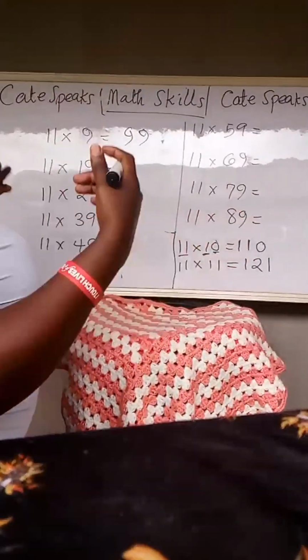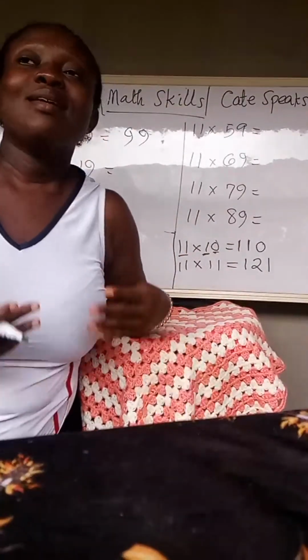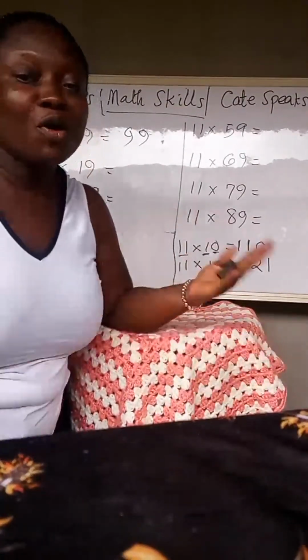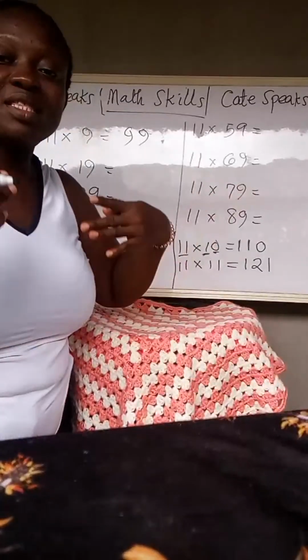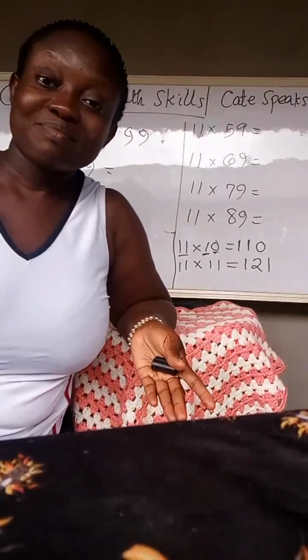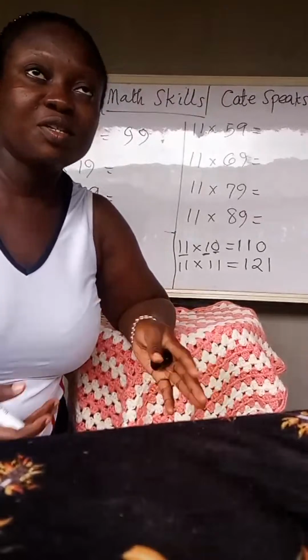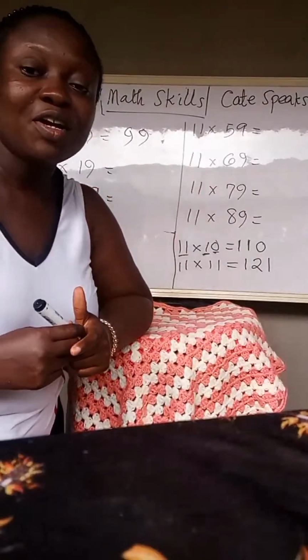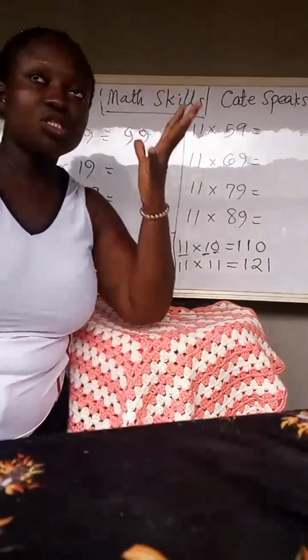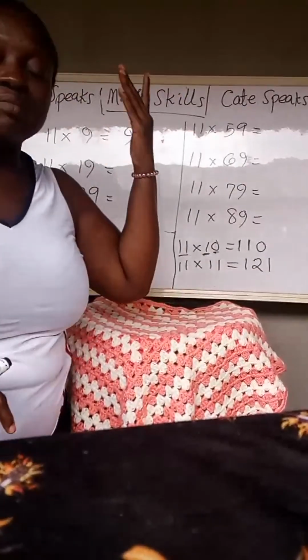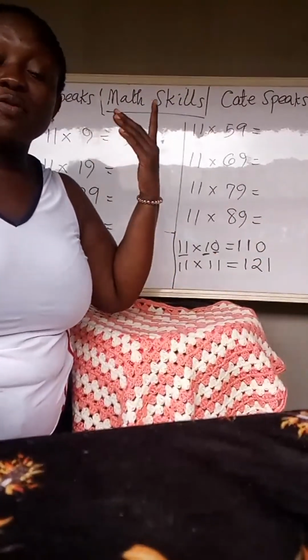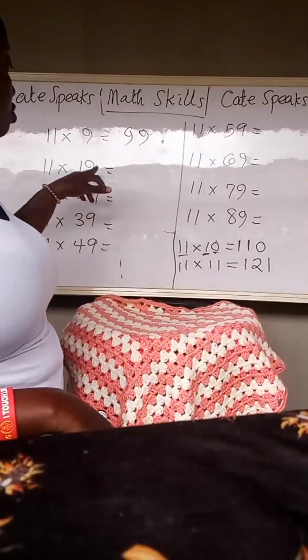Okay, if we continue, who can tell me 11 times 12? 132. 11 times 13, 143. You don't really need to punch any calculator to get the answer. You just do it in your mind. So you do that: 11 times 14, 154, all the way down to 19.